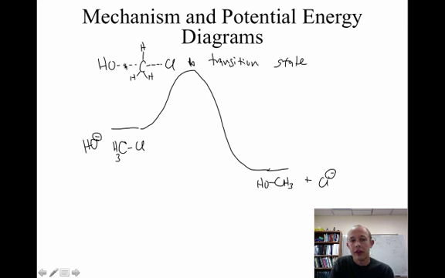So as this hydroxide gets closer to the carbon, we go up in energy till we get to a certain point where we start to form that stronger carbon-oxygen bond. Meanwhile, we're breaking the carbon-chlorine bond, so now we're going down in energy till we get to the more stable products. This is called a potential energy diagram.